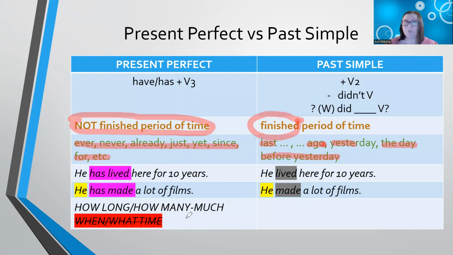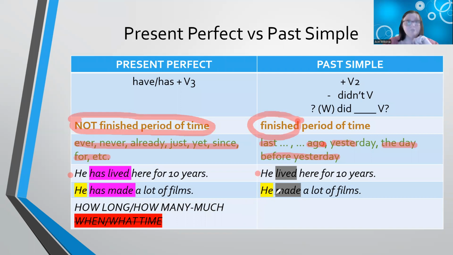The question: in which variant, in this or in this, does he now live here? Yep, in the first, because present perfect is past connected with present. Somehow, but connected. He has lived here for 10 years, and now he lives here too.